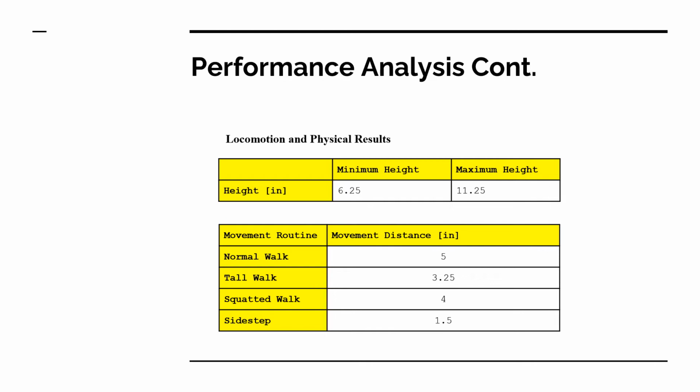As a part of this project, we also wanted to quantify some of the locomotion and physical stature results. In our problem statement, we wanted to be able to move through difficult terrain, including tunnels, over objects, and other various obstacles. The height profile ranges from 6.25 inches to 11.25 inches, depending on the mode. The normal walk on a flat surface was able to go about 5 inches per stride, or movement cycle. The tall walk, as seen in the locomotion video, went about 3.25 inches. The squatted walk, the low-hanging walk, went about 4, and the side steps each went about 1.5. The bot also rotates about 15 degrees each time the command is input.